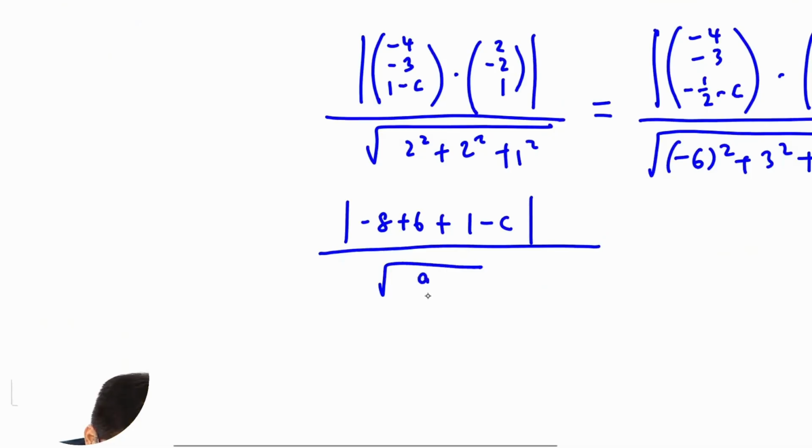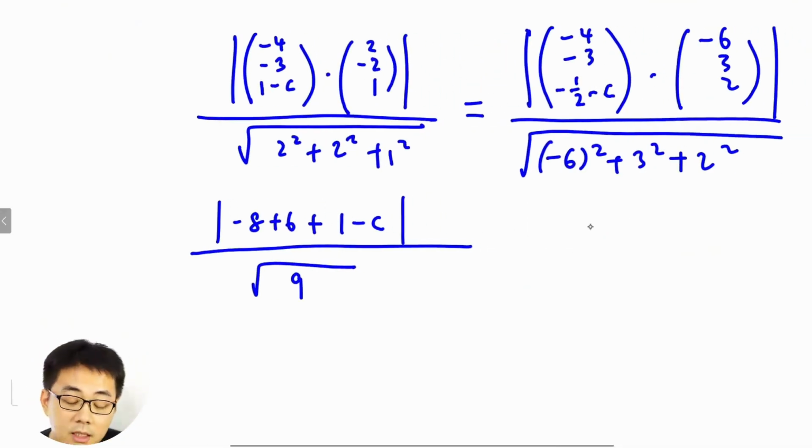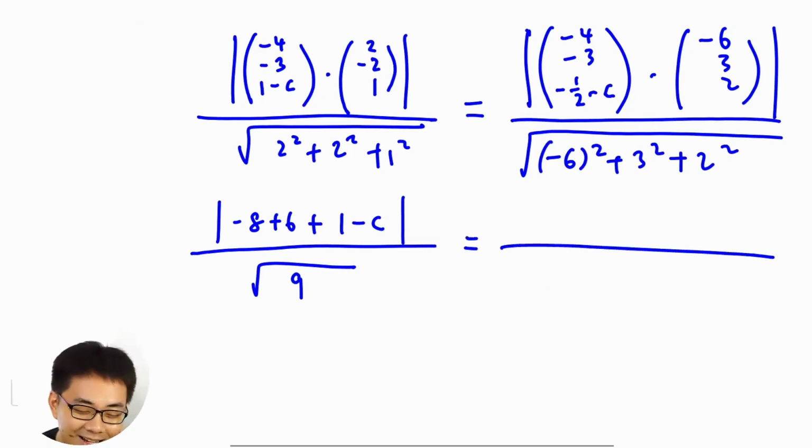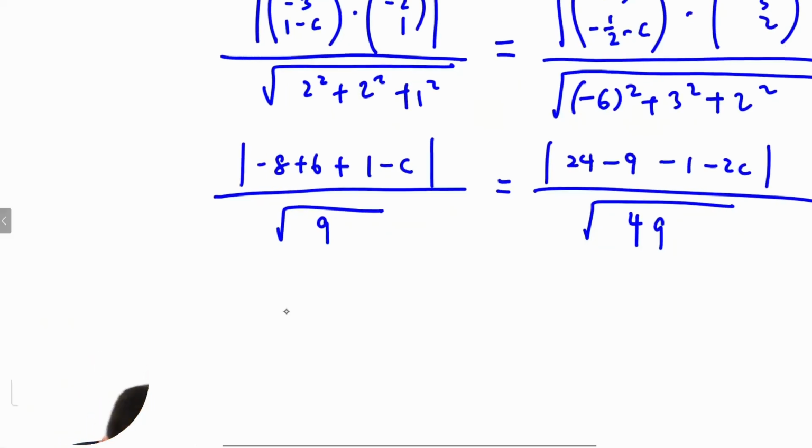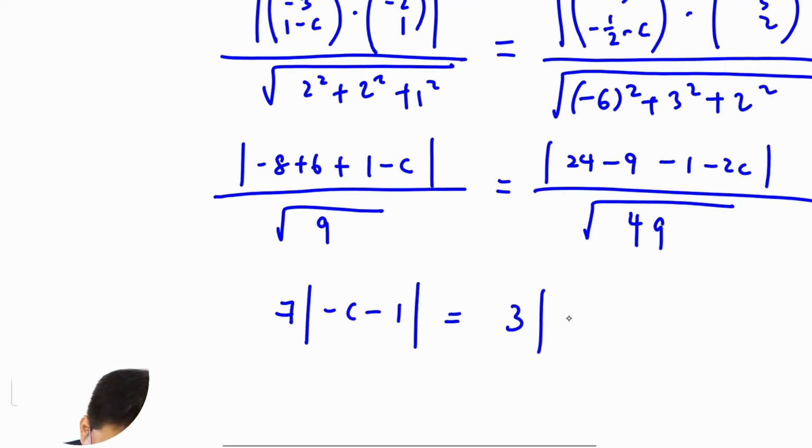I think this is 49. 36 plus 9. 36 plus 49. This is 24. Minus 9. Minus 1. Minus 2C. Okay, great job. This will be 7 times minus C minus 1. And 3 times 14 minus 2C.